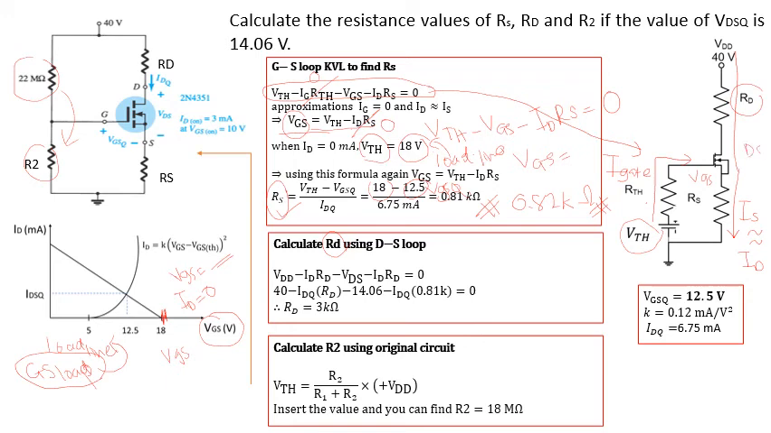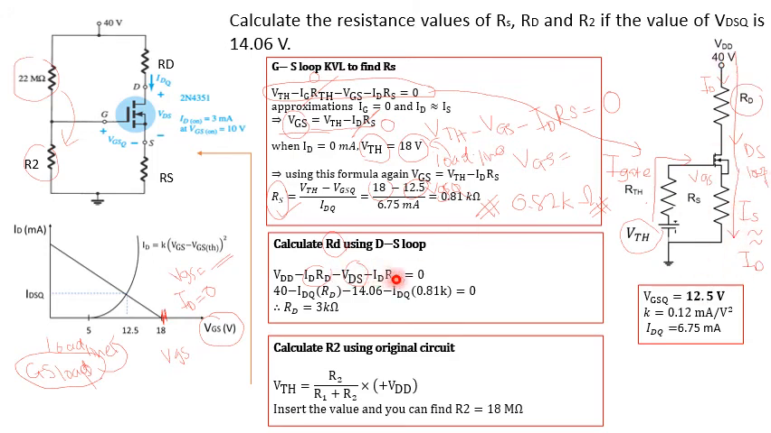the DS loop. So VDD minus the ID, the current, times RD, minus the VDS. Then minus the ID RD. Why do we not use IS? Because we assume that IS is equivalent to ID. That's why we use the ID. This is a series.